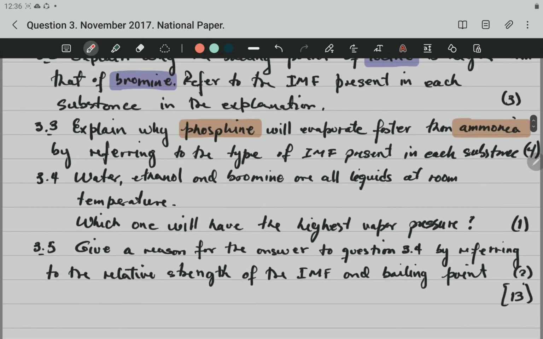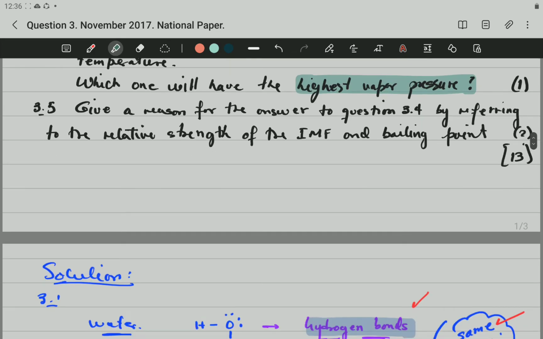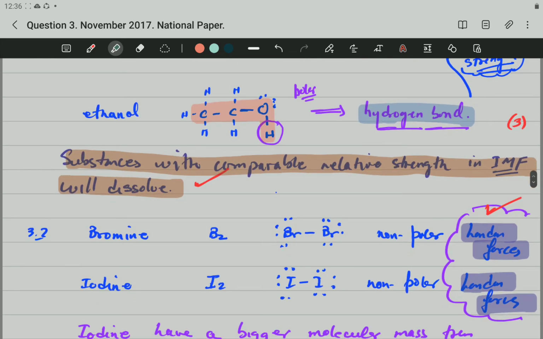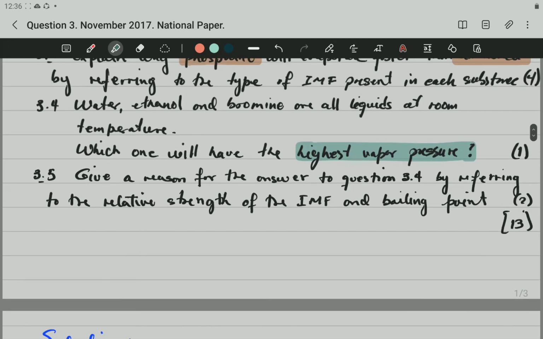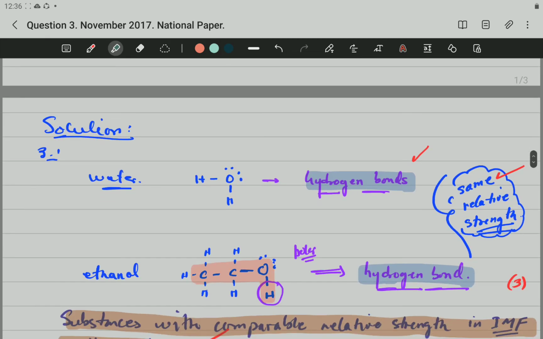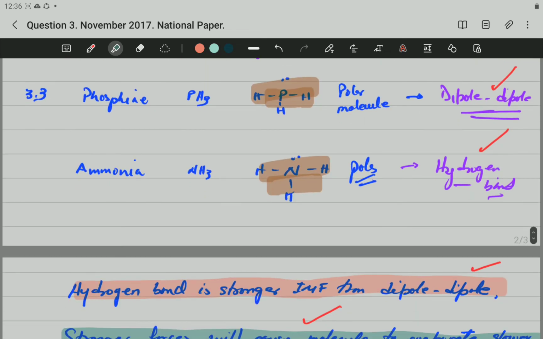It's almost done, only 2 more. Water, ethanol, and bromine are all liquids at room temperature. Which one will have the higher vapor pressure? Now, important: vapor pressure is not done now. It is going to be done in grade 12. So I'm going to write down the answer for this question, but do not stress too much about vapor pressure. Question 3.5, pardon, will be just explaining why, your decision there.